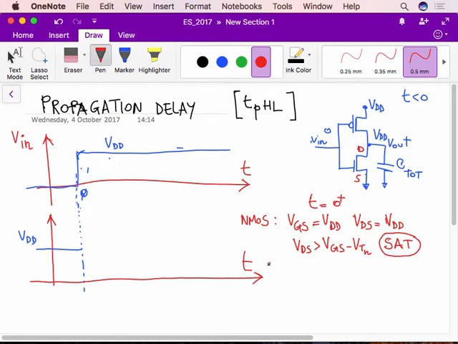The PMOS instead is in a different situation because VGS is equal to 0. But of course 0 is larger than the threshold voltage, and therefore the PMOS is off. Okay? So you see the situation. As soon as you switch the input voltage, the NMOS goes in saturation and the PMOS goes off. So what does it mean? It means that essentially this circuit has become a different one.